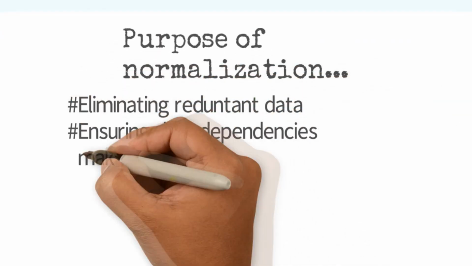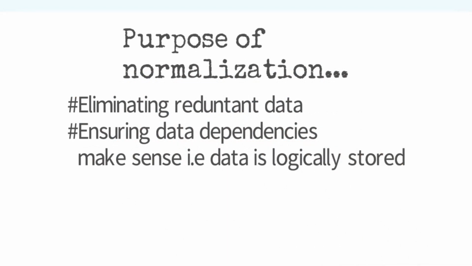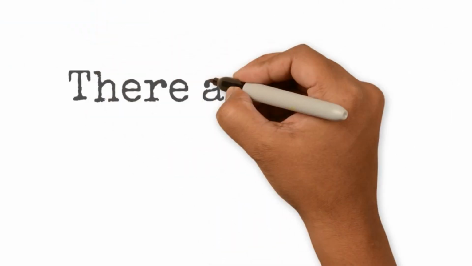Purpose of normalization. The purpose of normalization is eliminating redundant data and ensuring data dependencies make sense. For example, data is logically stored. There are three types of normalization form.